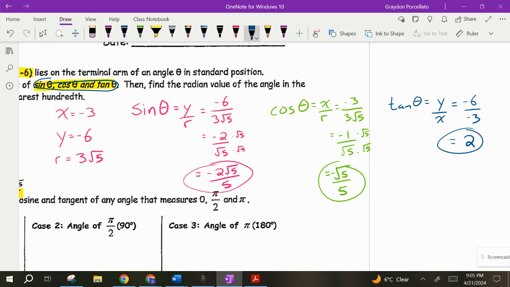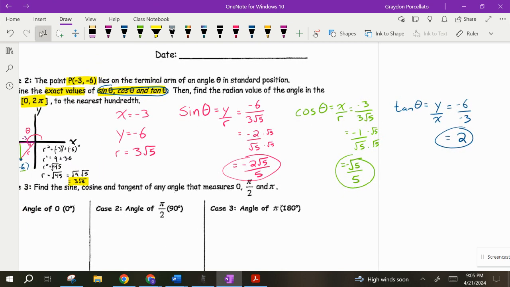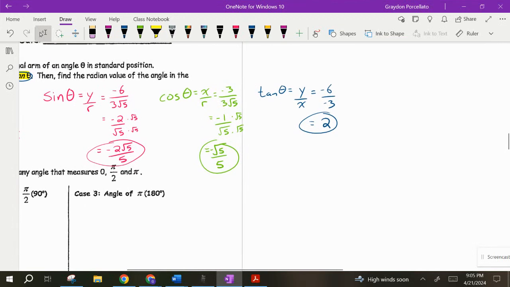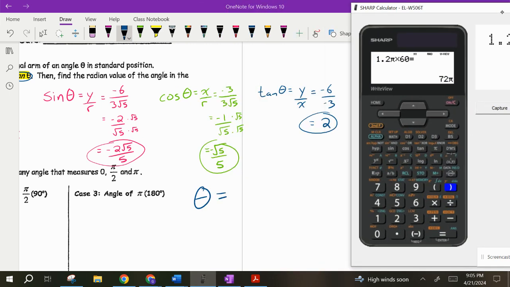Now the last part of the question asks me to determine the radian value of the angle to the nearest hundredth. So watch this. It wants me to find theta. So I want to know what theta is equal to. I'm going to get my calculator and I'm going to show you this several ways here.